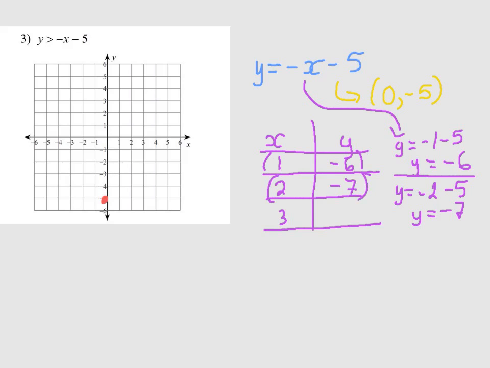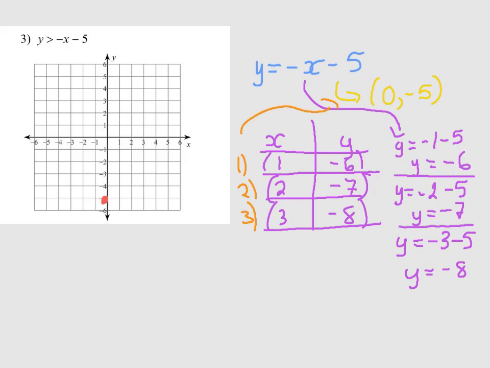And the last value of x that I have here is when x is 3. So when x is 3, y is equal to negative 3 minus 5, so y is equal to negative 8. So when x is 3, y is negative 8. So look, I have 3 points right now that I can choose from, in addition to the point that I originally knew from my graph.